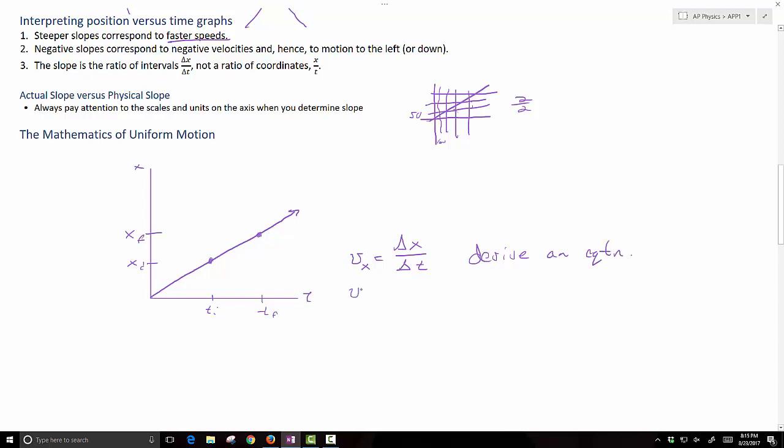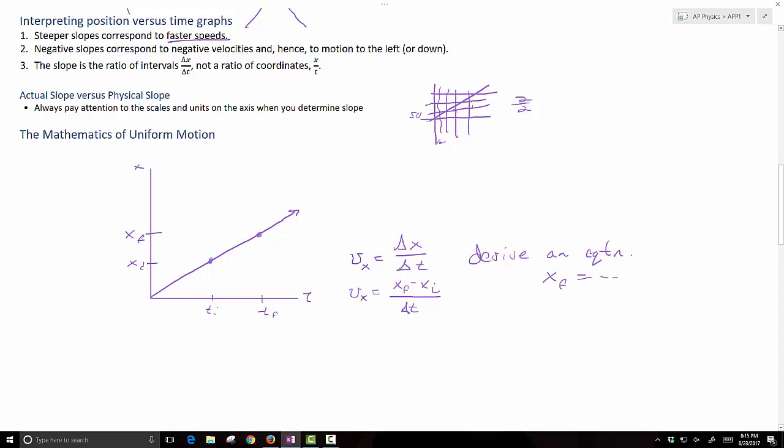So we have Vx is going to be the change in x, which is x final minus x initial, over the change in time. Can I just leave the delta t? Because let's just assume that we're starting at time 0. So I'm going to leave delta t. What I want is an equation for the final position, something like that. So I have to solve for this variable.